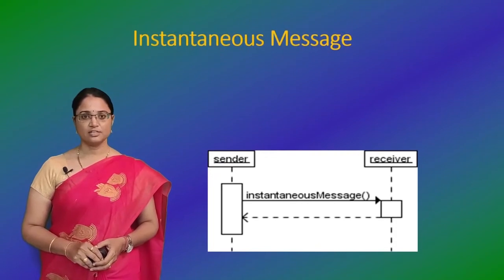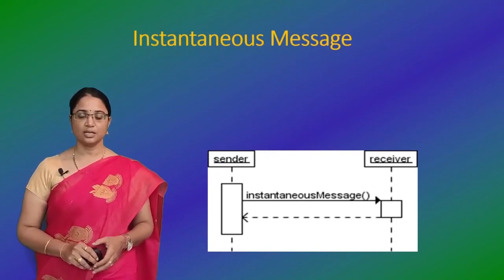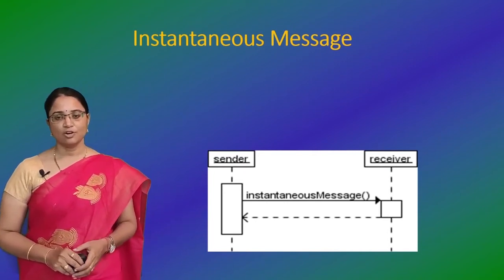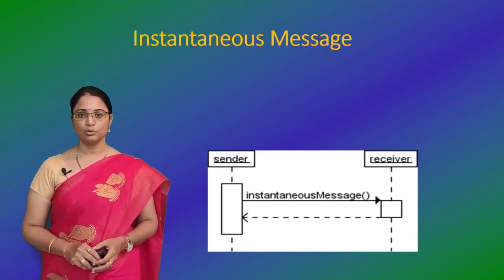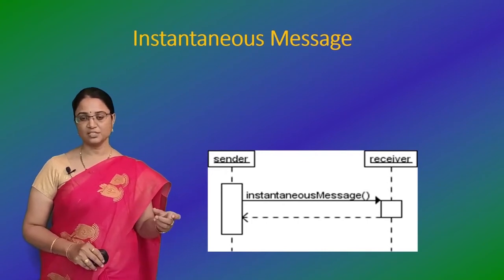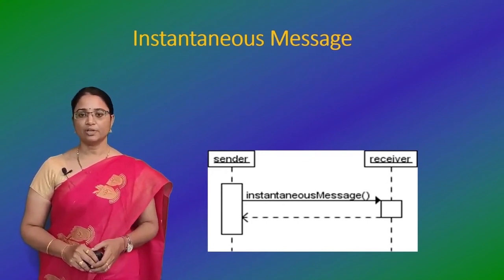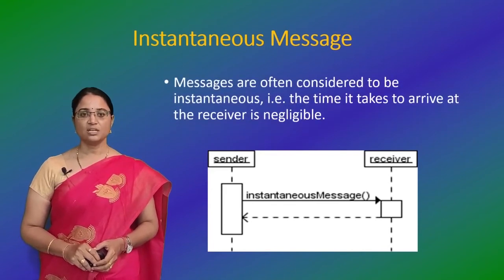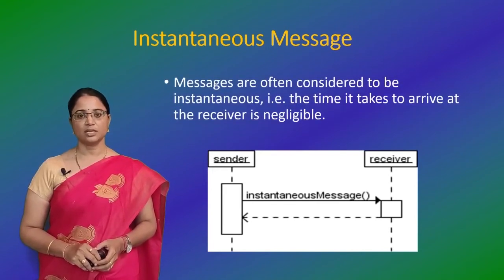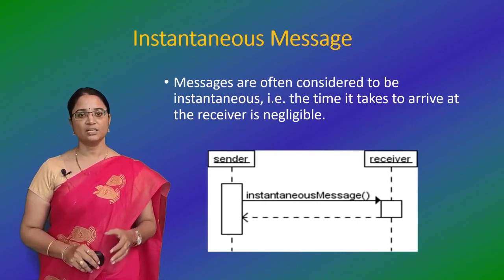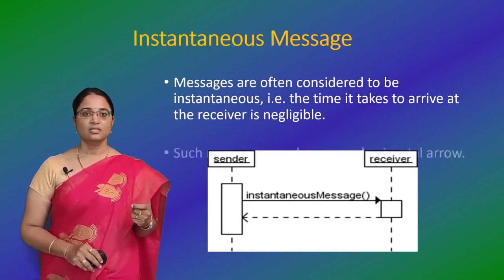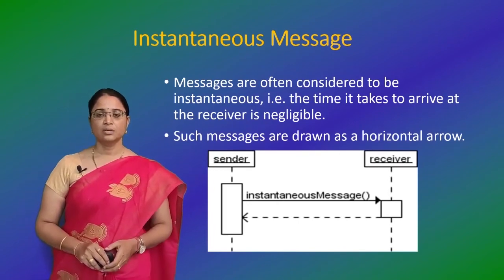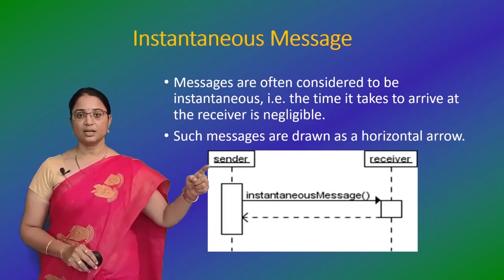Next one is the instantaneous message. Instantaneous, the name itself indicates instant. It means fast. So, coffee also has instant coffee, whereas coming to filter coffee, it takes so much time. Instant means within a short span of time we can complete it. So here also, same. Instantaneous messages are often considered to be instantaneous, meaning the time it takes to arrive at the receiver is negligible. Such messages are drawn as a horizontal arrow. You can represent the instantaneous message with a horizontal arrow.